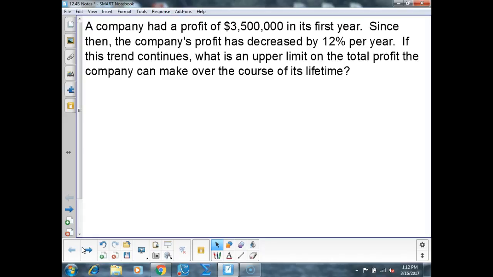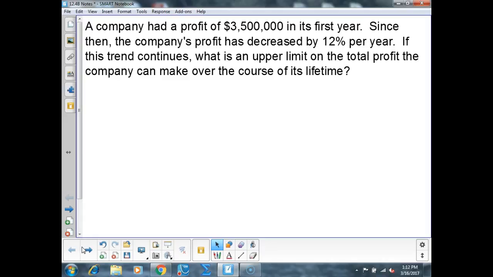So, a company had a profit of $3,500,000 in its first year. Since then, the company's profit has decreased by 12% per year. If this trend continues, what is the upper limit on the total profit the company can make over the course of a lifetime? Okay. So, a nice problem, an application problem.